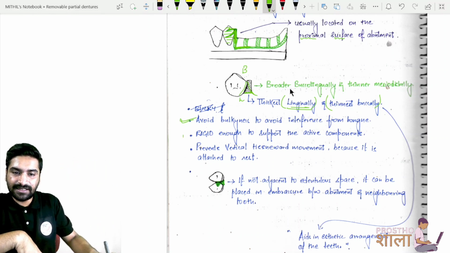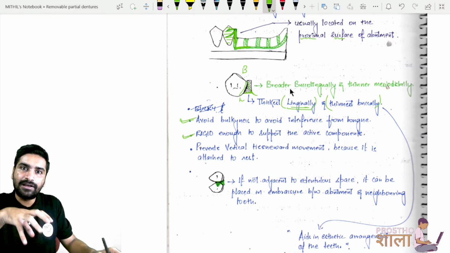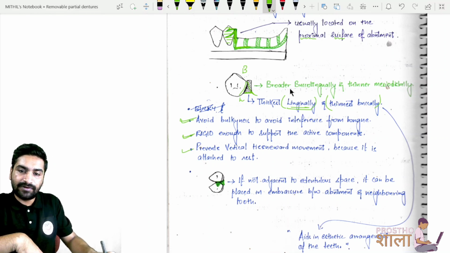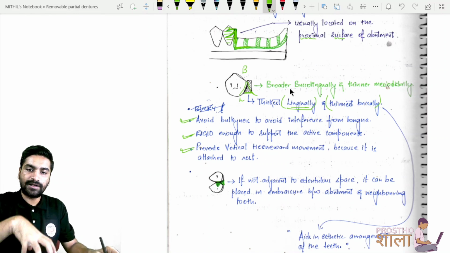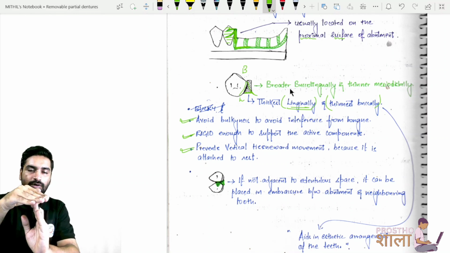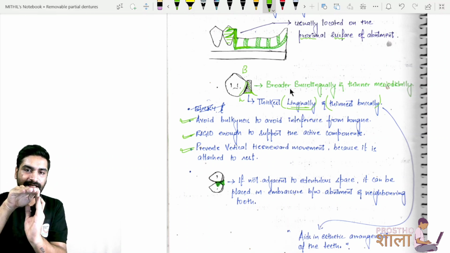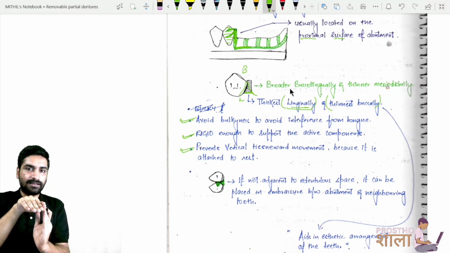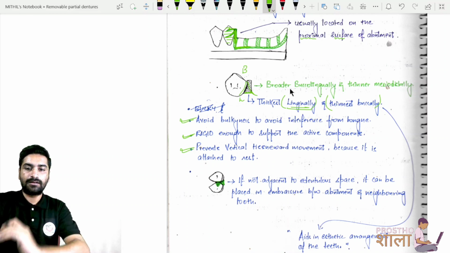It should be rigid enough so that all the forces are well tolerated, and it provides good support. It prevents the vertical tissueward movement because it is attached to the rest. The rest causes that stop, and the minor connector also is attached to the rest like this. So whenever the RPD is moving, they will move together. So if the rest is also having that vertical stop, the minor connector will also have that vertical stop.